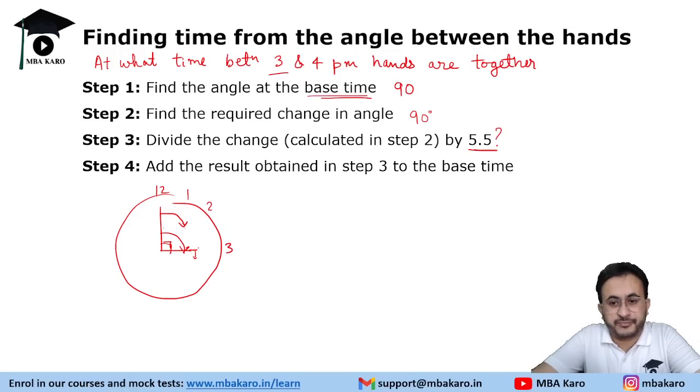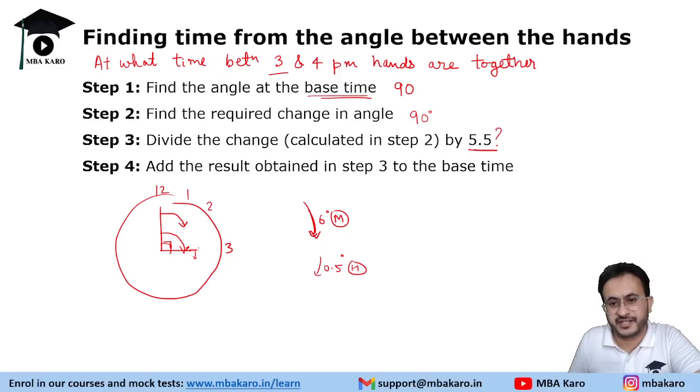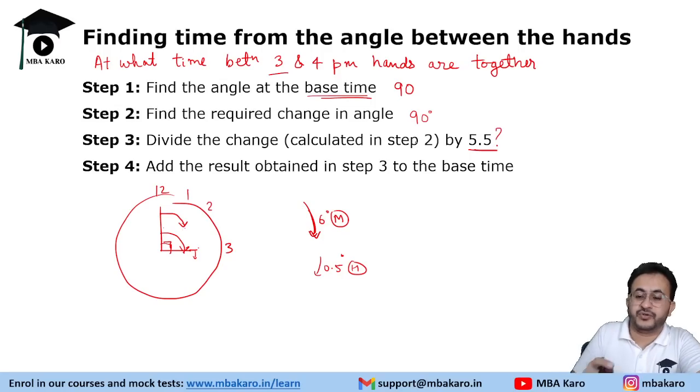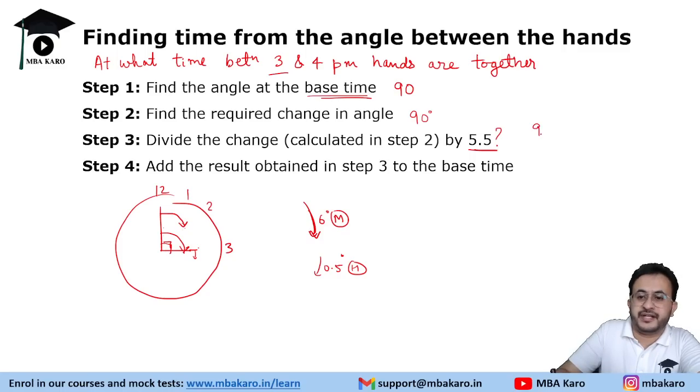Are you able to relate why 5.5 degrees? Because the hour hand is moving ahead by 0.5 degrees per minute and the minute hand is moving by 6 degrees per minute. So its speed is faster and it is chasing by a net of 5.5 degrees per minute. So it has to cover 90 degrees. Its speed is 5.5 degrees per minute. So divide 90 by 5.5. Or instead of dividing by 5.5, you can multiply by 2 by 11. That is also the same thing. Okay. So 90 into 2 by 11.